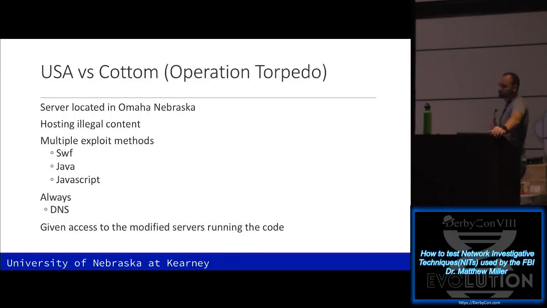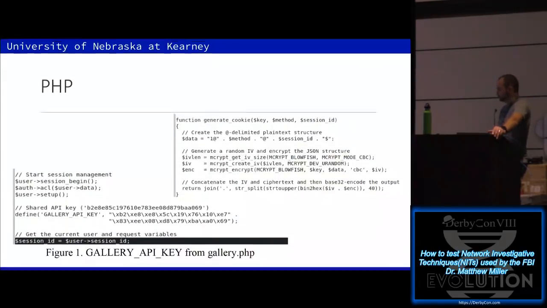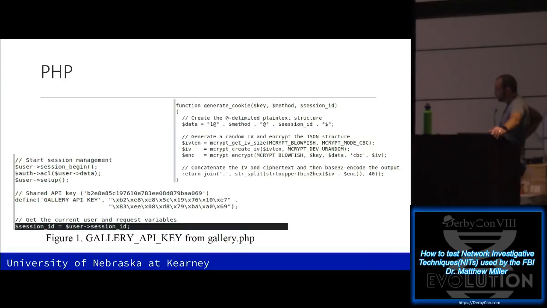I was given access to the servers that the FBI had taken over, and then had modified in order to deploy this NIT. So here I got examples of the code. If we look down here, we can see this API gallery key. This is an API key for a symmetric cipher. It's using Blowfish, which is symmetric.